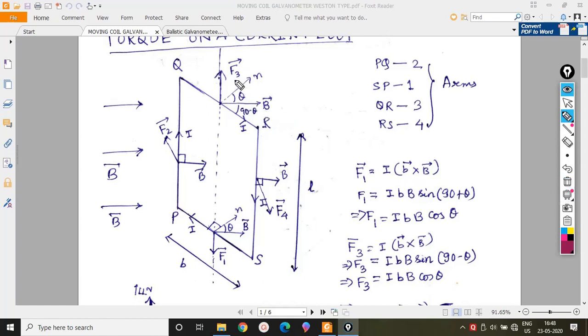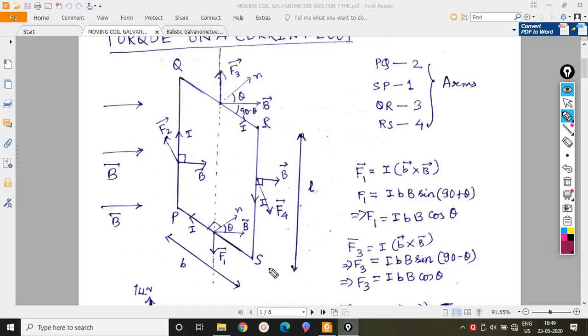You will see an interesting thing now, that this F3 and this F1 are directed along the same dotted line, and their values. What is the value of F3? F3 is I b B cos theta, since sine (90 minus theta) is cos theta. So their magnitudes are equal, but their directions are opposite, meaning that these two forces would cancel, and so there will be no force in the direction of this axis. So I hope this is clear here.